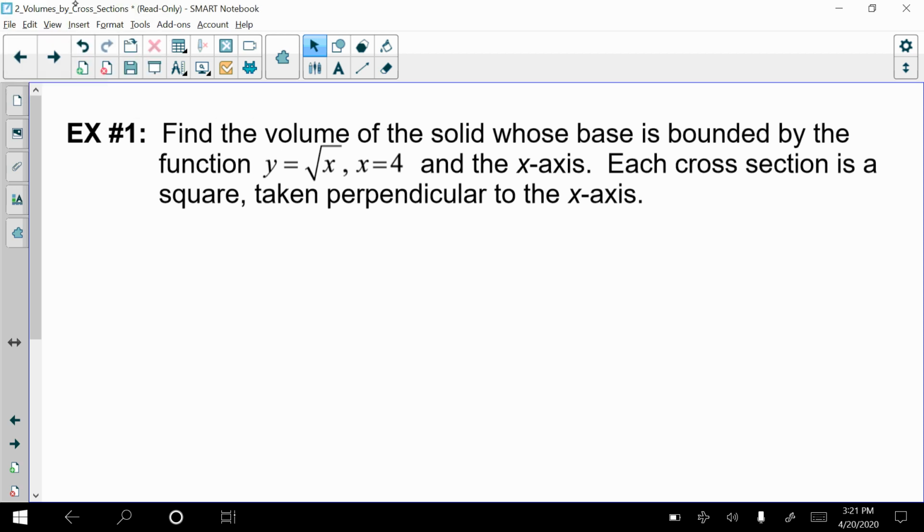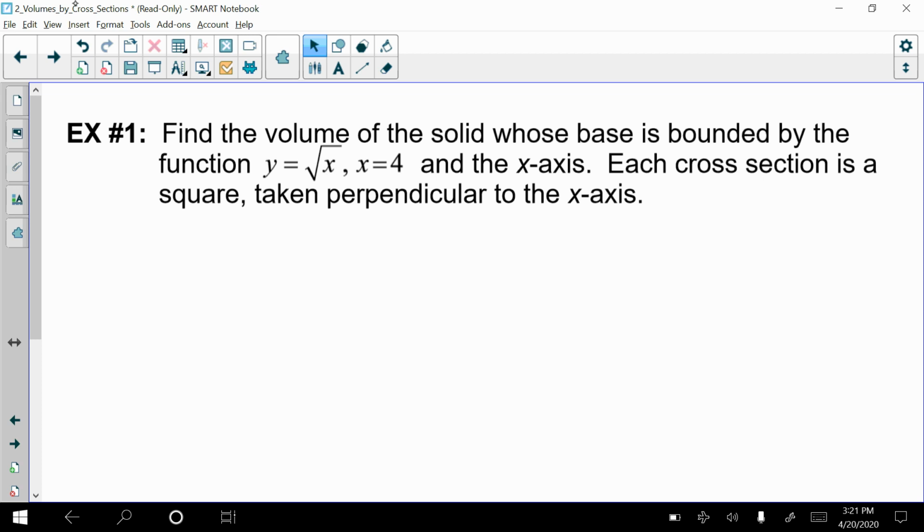All right, welcome to part 2 of finding volumes using cross-sectional areas of geometric shapes. In the first video, we talked about how you could take the area of a geometric shape and find an infinite number of them using an accumulation technique, or integration, to find the volume of a three-dimensional shape. Now we're going to be applying those so we can actually find some volumes.